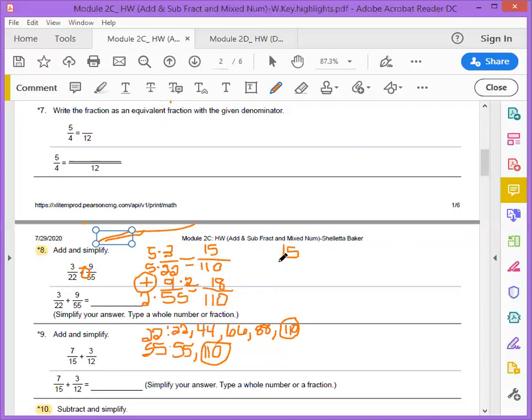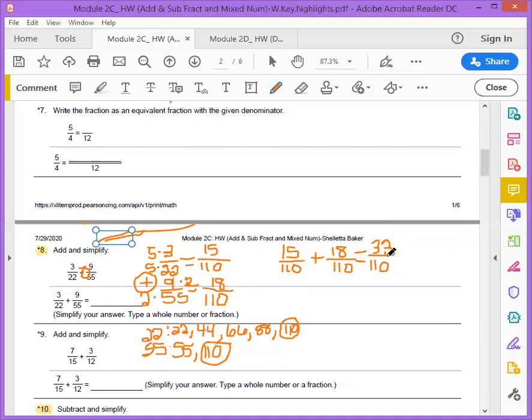So 15 divided by 110, we're adding 18 divided by 110. So we'll keep the denominator of 110, and we're going to add the digits in the numerator. So 18 plus 15 gives us 33 in the numerator.